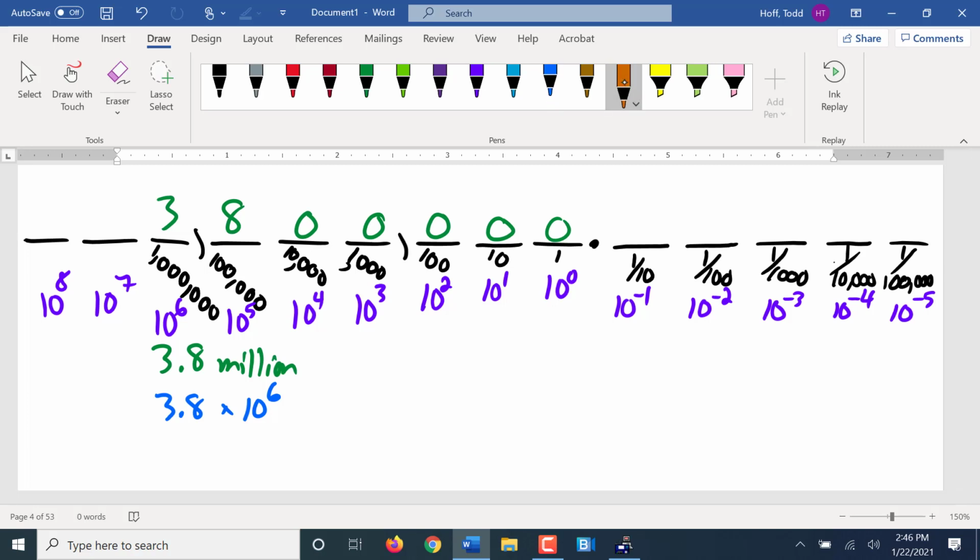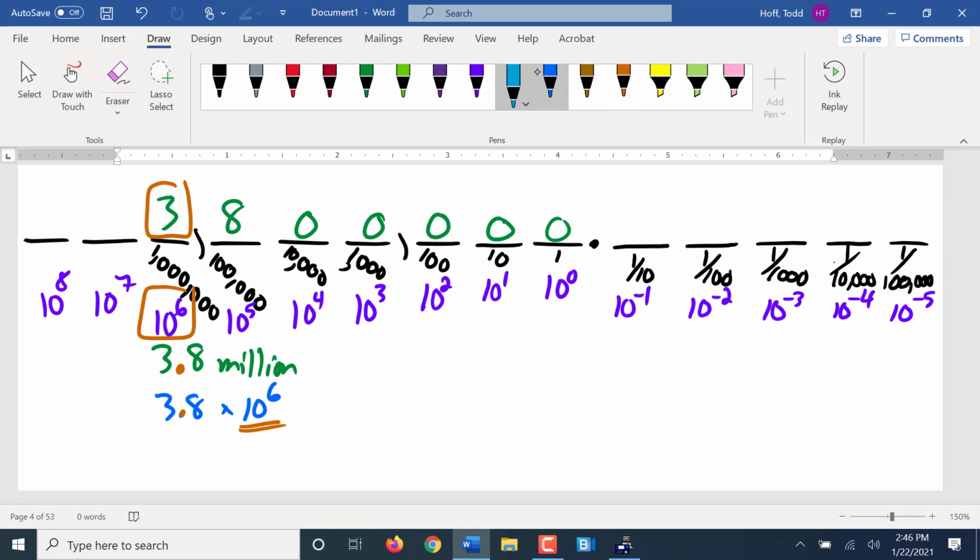In scientific notation, all we do is we take our number, we identify the first non-zero digit. Here, that is the 3. We put the decimal point after it, like we did here, and then we name the place value of that first digit, the 10 to the 6th.